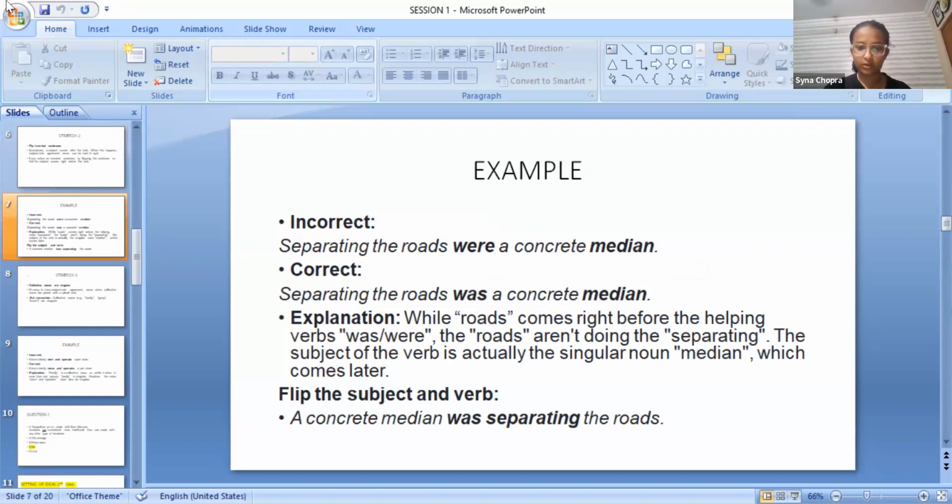Separating the roads were a concrete median. Okay, separating the roads was a concrete median. And see, there are two ways to do things. Either you just identify, or if you're not able to identify, you can flip it: a concrete median separating the roads. So it's up to you. You have to see which strategy suits you the best. This is one of the strategies to solve your answers, and you would only need it when you're stuck, with something you can't identify. When you do the exercise, you'll have a better grip of what I'm trying to say.